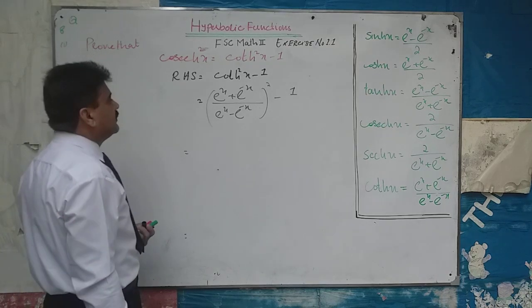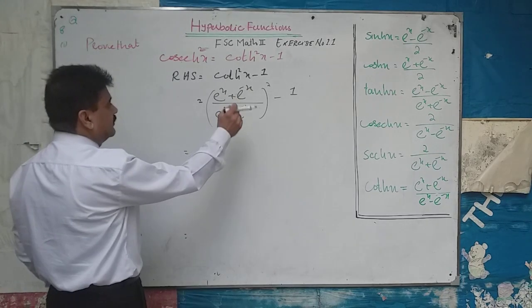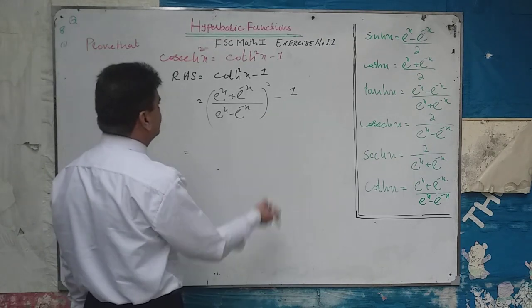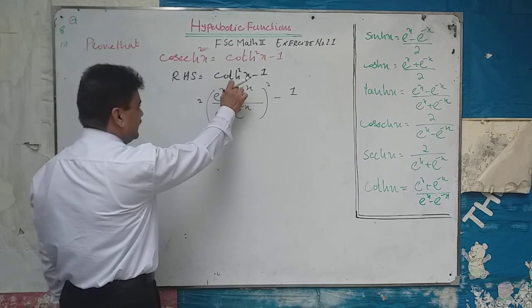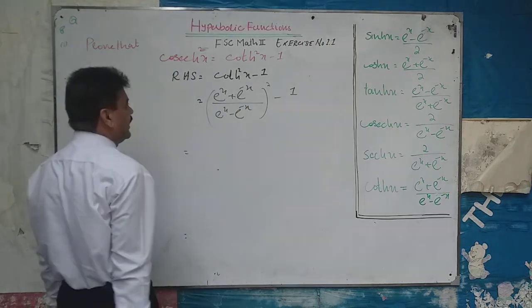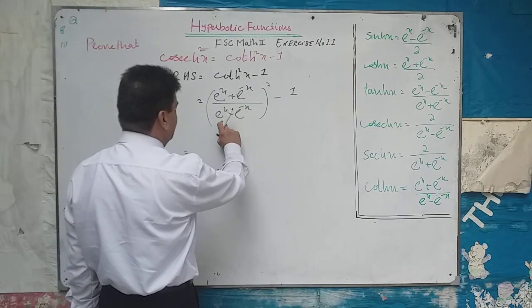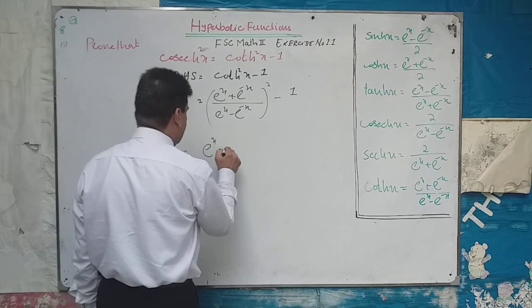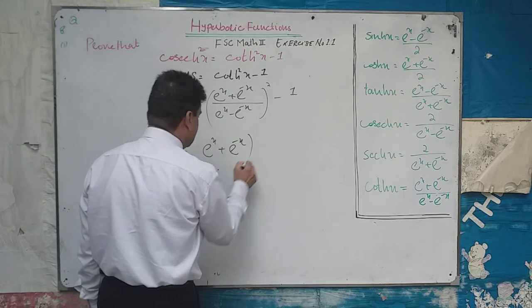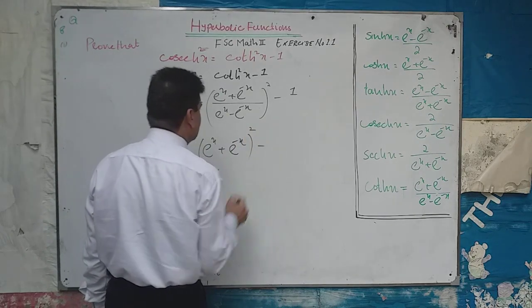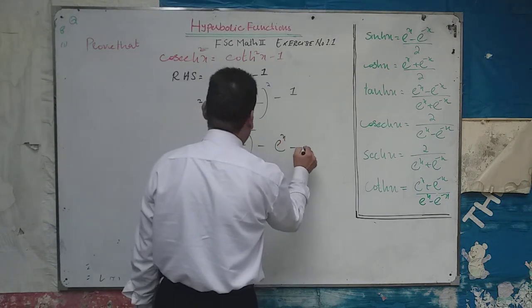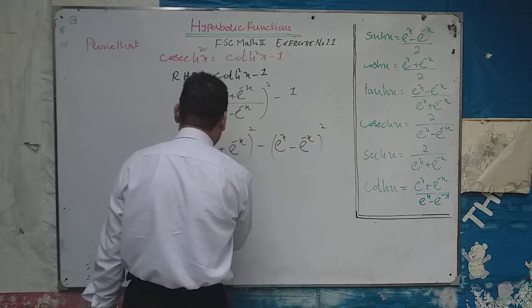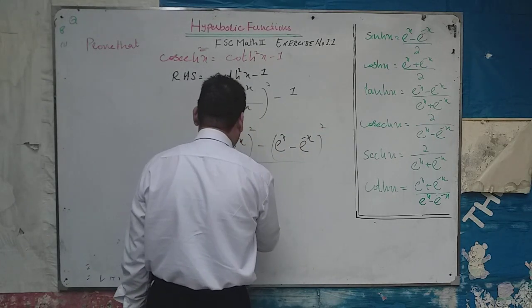Similarly, we solve it like the previous question. We separate numerator and denominator, and then we take e raised power x minus e raised power minus x as LCM. We will get e raised power x plus e raised power minus x whole square minus e raised power x minus e raised power minus x whole square divided by e raised power x minus e raised power minus x whole square.